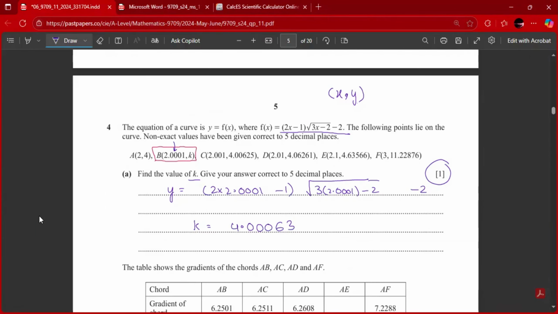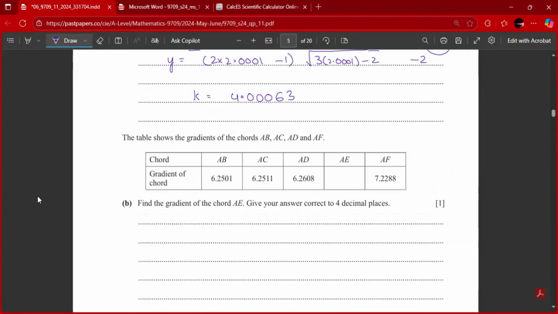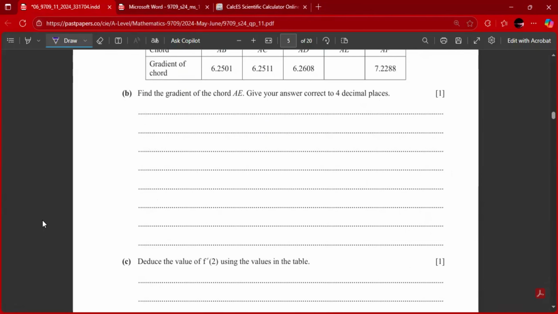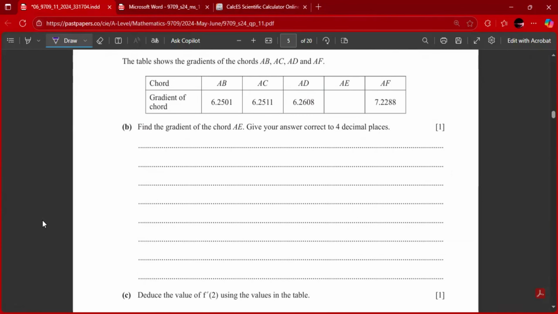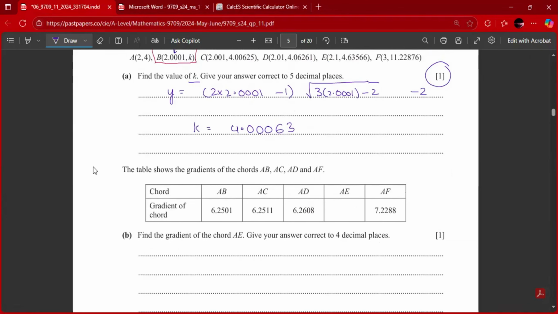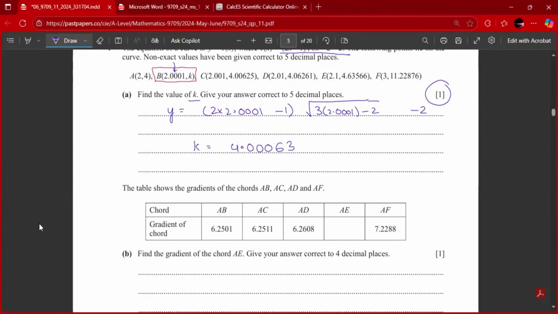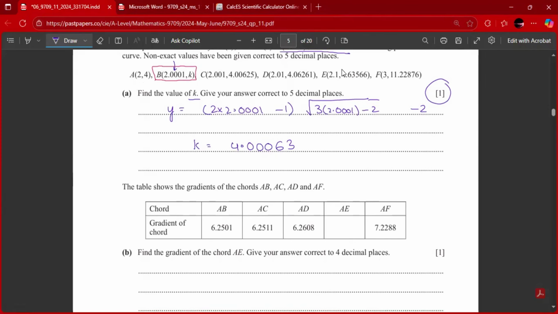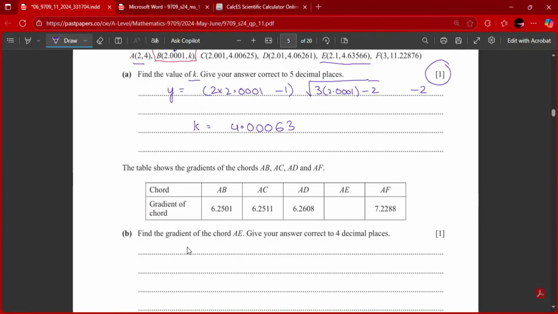Now the next question. The gradients are given for some chords, and the chords are AB. Okay. Find the chord gradient for AE up to 4 decimal places. 4 decimal places, 1 mark. Okay, gradient of AE. So there's a simple way to do it. We have the value of A, we have the value of E in x and y both. So the gradient is equal to y2 minus y1 over x2 minus x1. Simple.